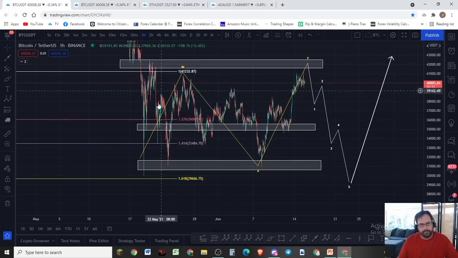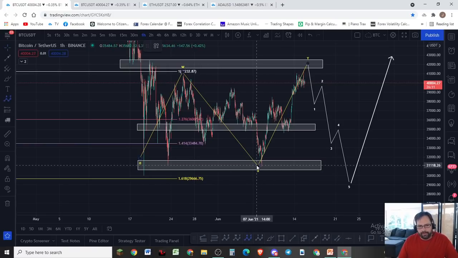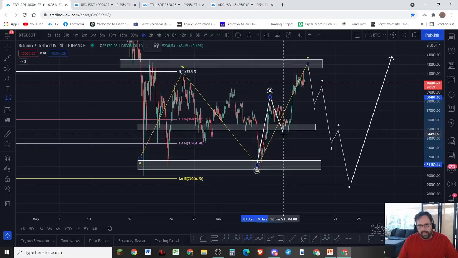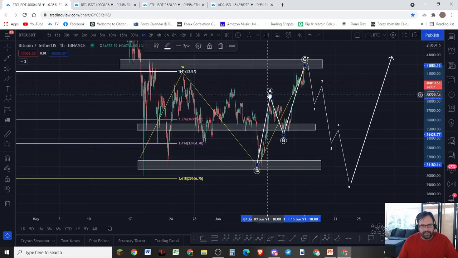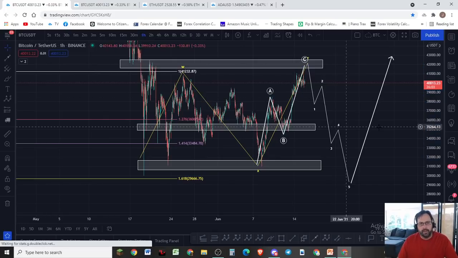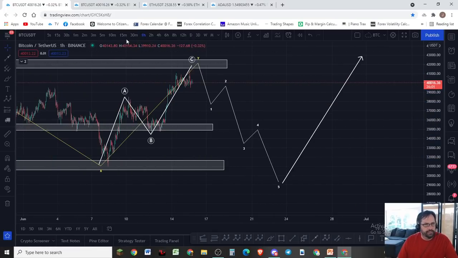So let's talk about our first count. If this is a WXY, then that means this Y wave needs to be made up of 3 waves. The first wave was an A and a B and then a C. Now this is a zigzag, what we call in Elliott wave. It's a 5-3-5. And let me put my measurement tool on it and I'll show you what I'm seeing here.